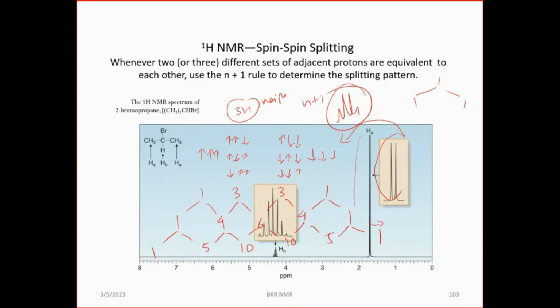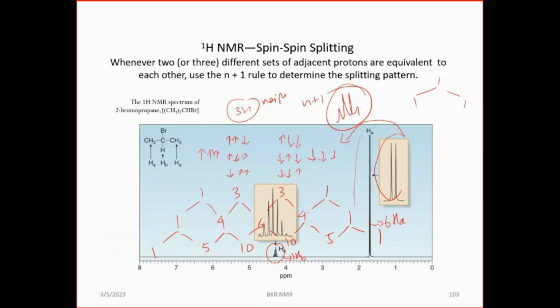Here, A protons are 6 protons, so the intensity is higher. B is only 1 proton, therefore the intensity is lower. Splitting is due to the neighboring proton, and my intensity is because of me. A is a doublet because of 1 B proton, but A has a very high intensity because it has 6 identical protons.